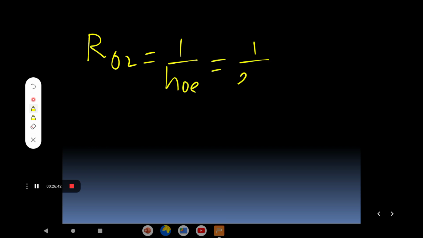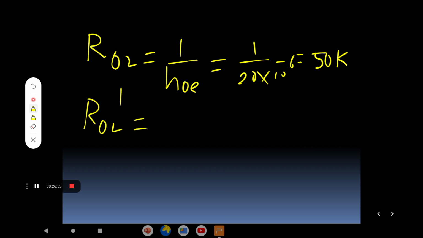At the same time, you will find out the output resistance. RO2 is equal to, actually they gave that RO2 is equal to 1 by hOE. In the given problem itself, there is 1 by 20 into 10 power minus 6. That value gives rise to 50 kilo ohms. So from this you need to calculate RO2 dash, the output value. RO2 dash is equal to RO2 parallel with the output resistance, that is RL2 or RC2. So that is equal to 4 kilo ohm resistance.